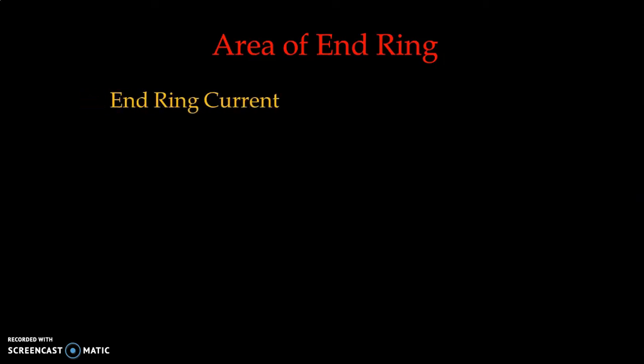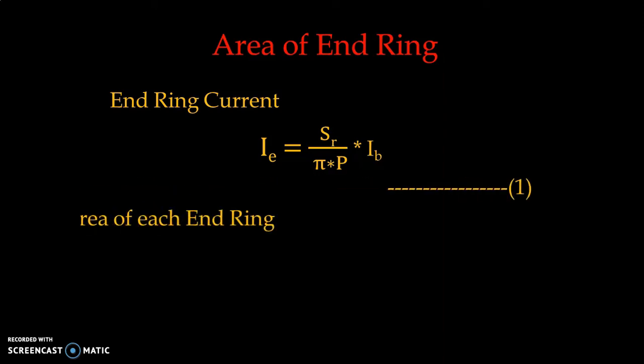We have an equation for end ring current, IE, with suffix E used for end ring current, that is equal to SR divided by pi P multiplied by IB, where SR is the number of rotor slots, P is the number of poles, and IB is the current through each rotor bar. Previously we derived this equation for end ring current, and let us call it equation number 1.